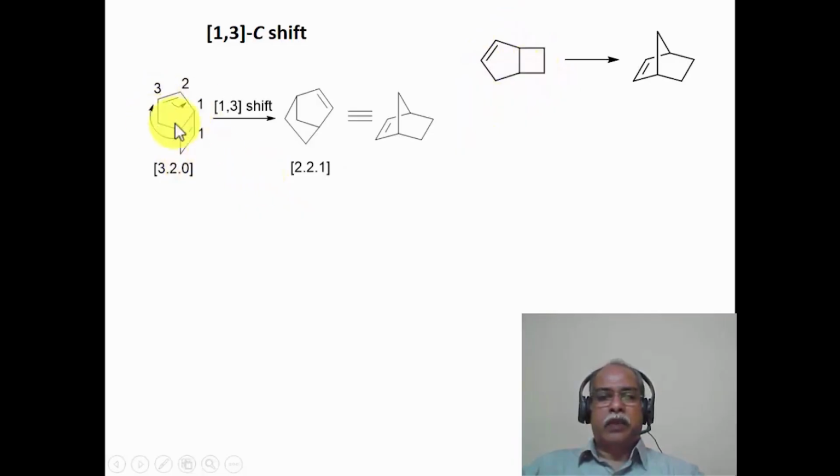The rearrangement of that particular skeleton to a [2.2.1] bicyclic system, in other words, this reaction where a fused bicyclic system undergoes a bridged rearrangement to go to the bridged bicyclic system, corresponds to a 1,3 carbon shift of this kind. So you can see here, when you break this carbon-carbon bond and shift this bond over here, this methylene becomes the bridging methylene.